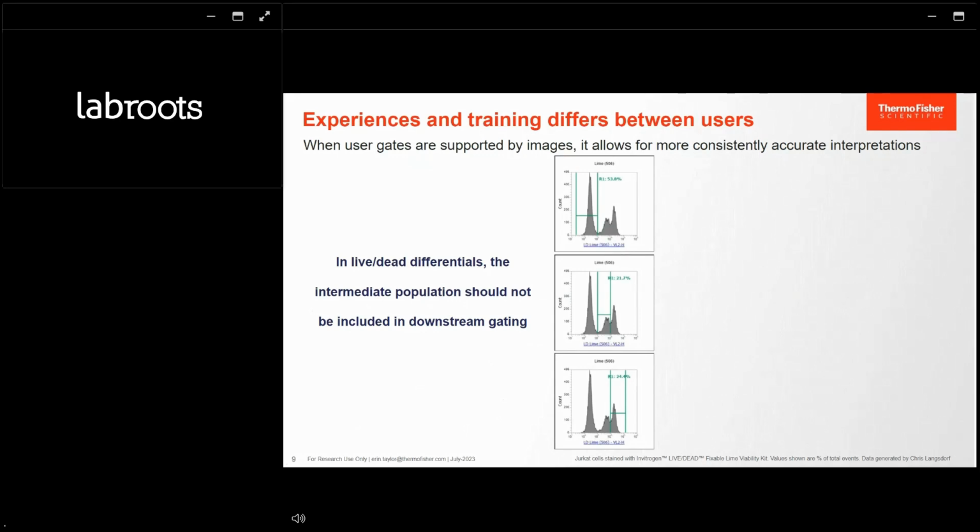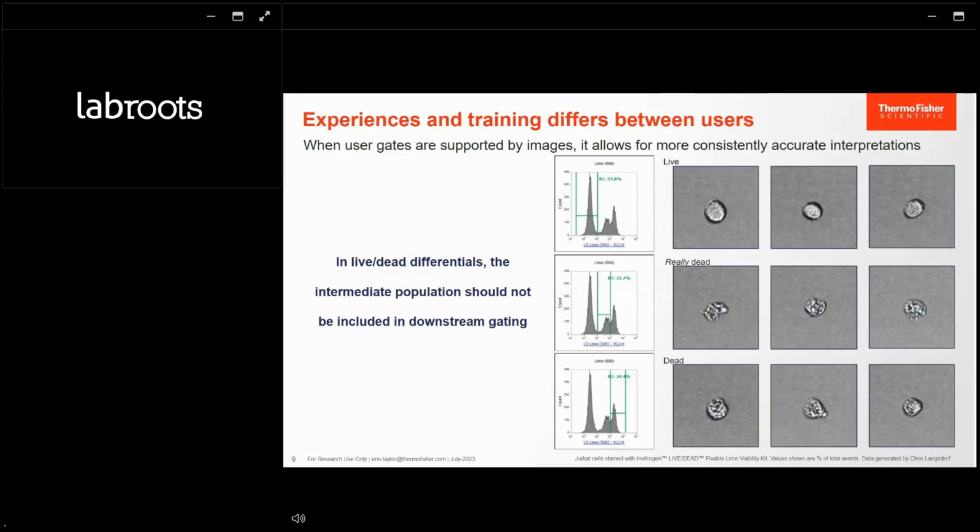Experience and training differ between users, and oftentimes there is no way to verify if a call on an ambiguous peak is right or wrong. So this is live/dead differential. You can see here this intermediate population could be confusing for some users. And with imaging, it's very easy to see that, oh, these cells are definitely dead, they should not be included in the live peak. And the only peak that should be included for downstream gating is this one on the far left. So when users can gate based on data supported by images, it allows more consistent and accurate interpretations between users.